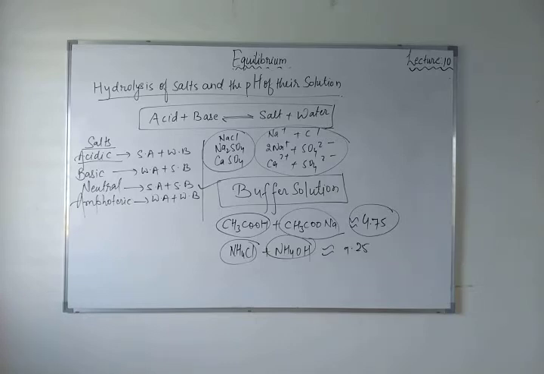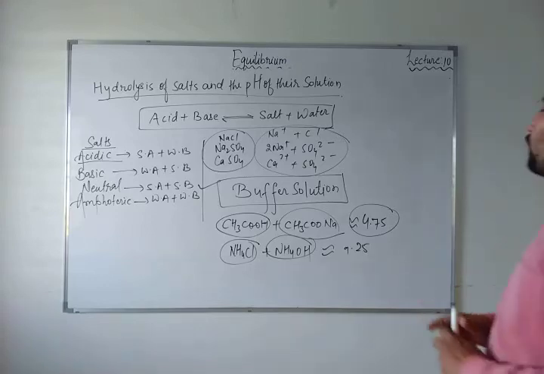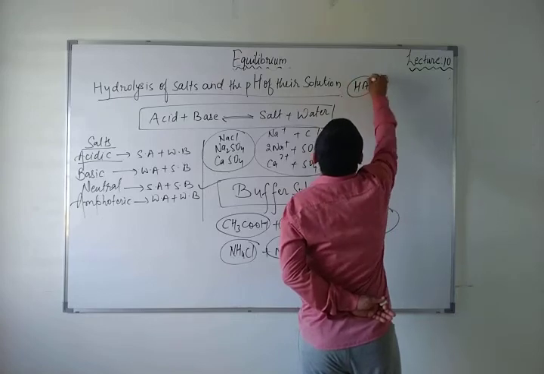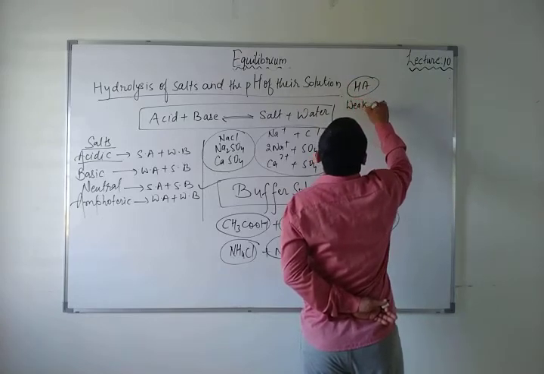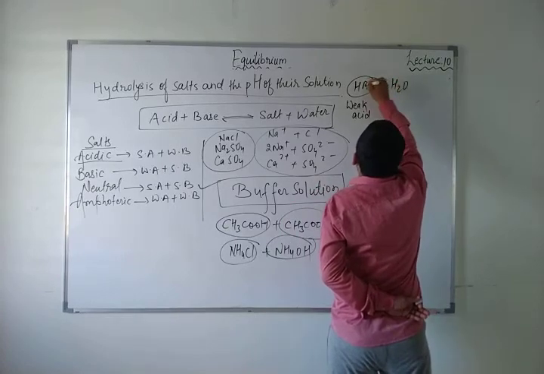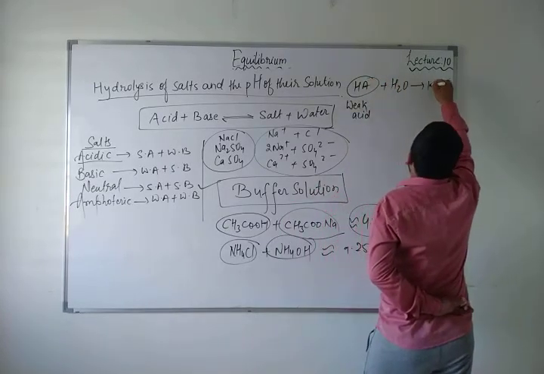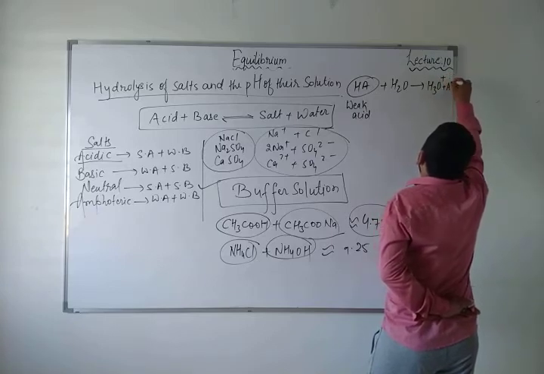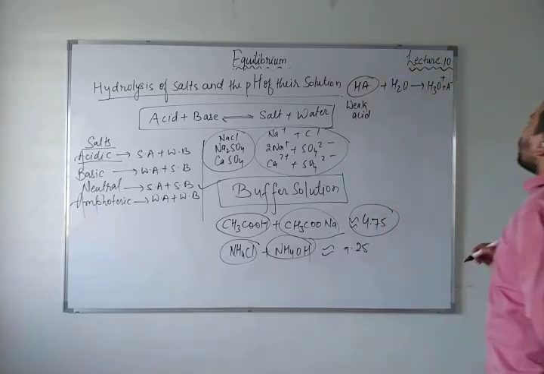Just suppose that HA is a weak acid. When we mix it into water, it dissociates, the H plus ion converts into H3O plus, and A minus. Is it right? Yes or no? Is the reaction right or not?